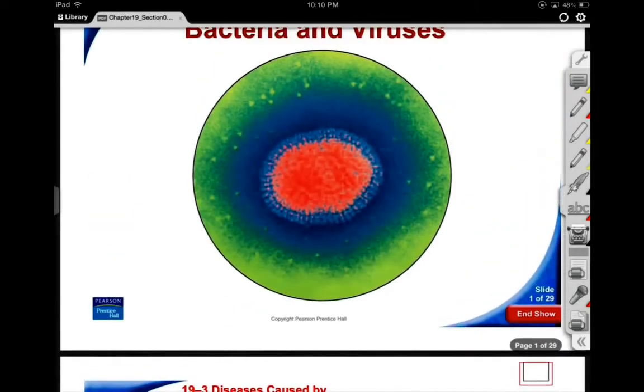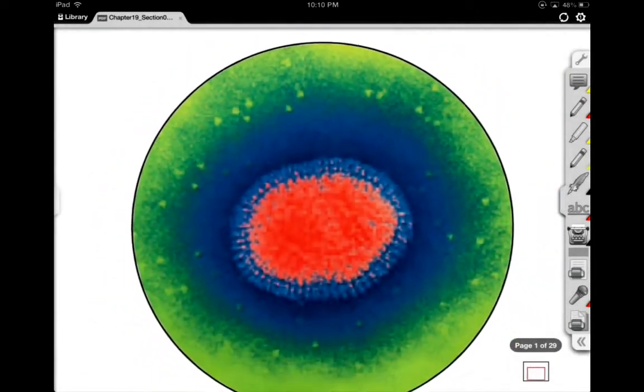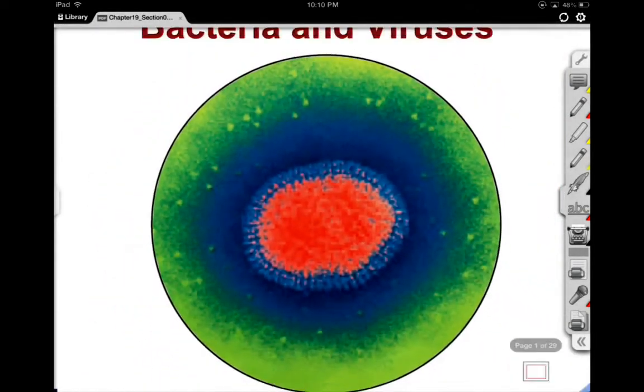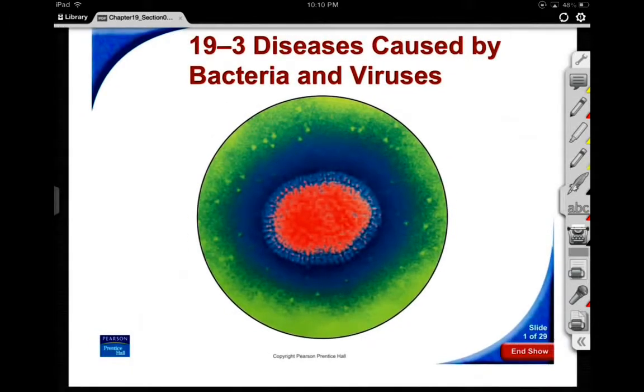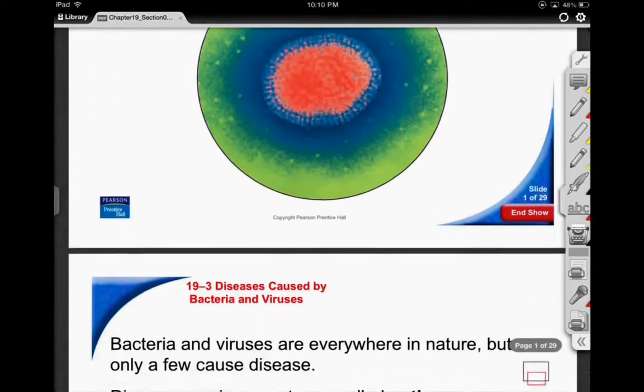So what you're looking at here is, of course, a virus. Nice little dandy, and it's set up to kind of look like you're looking through something like an electron microscope with some visual enhancements. We'll get going. There's lots of great stuff.